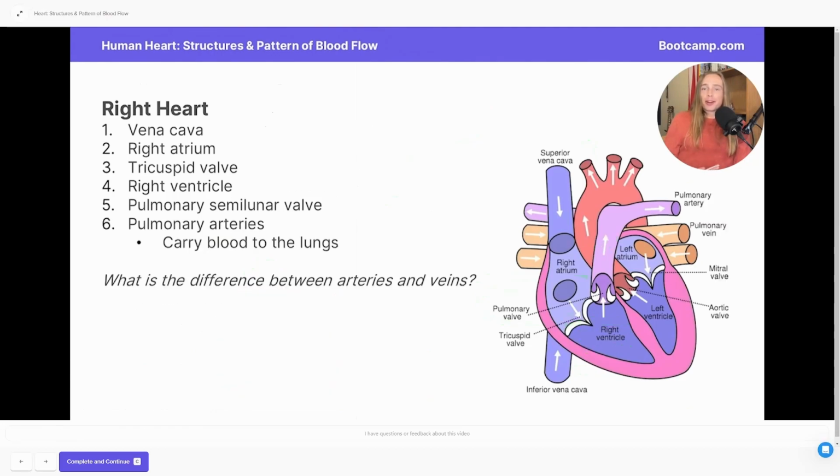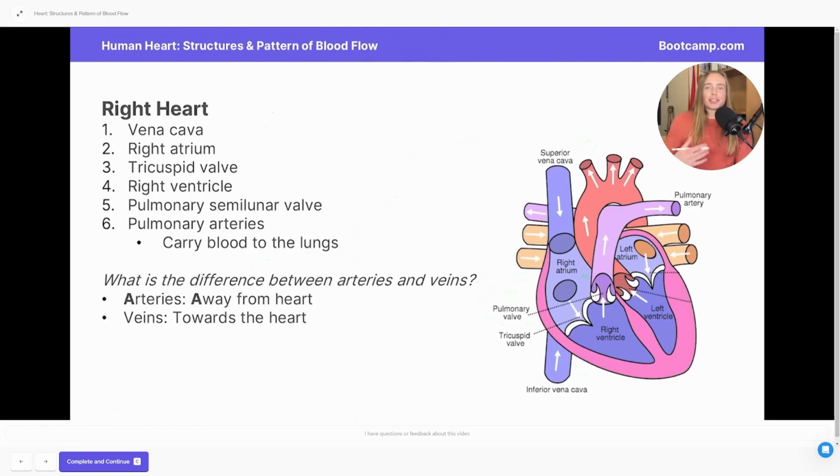Once we've passed the pulmonary semilunar valve, we are now heading into the pulmonary arteries. The pulmonary arteries are going to carry oxygen-poor blood towards the lungs where the blood can then be oxygenated. This poses a question then that a lot of people typically miss. What is the difference between an artery and a vein?